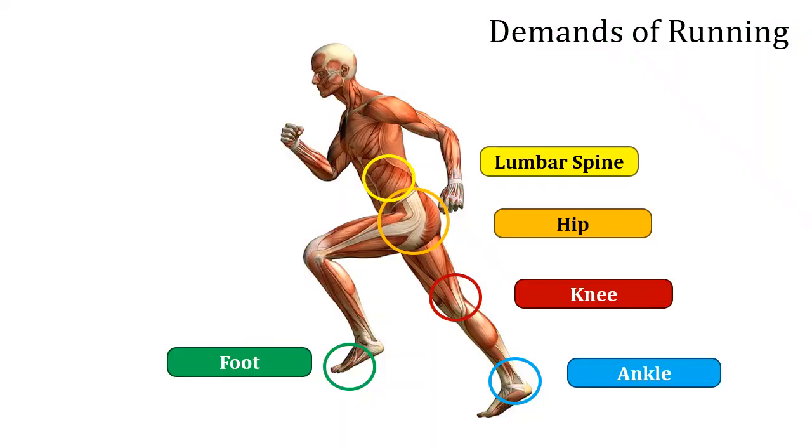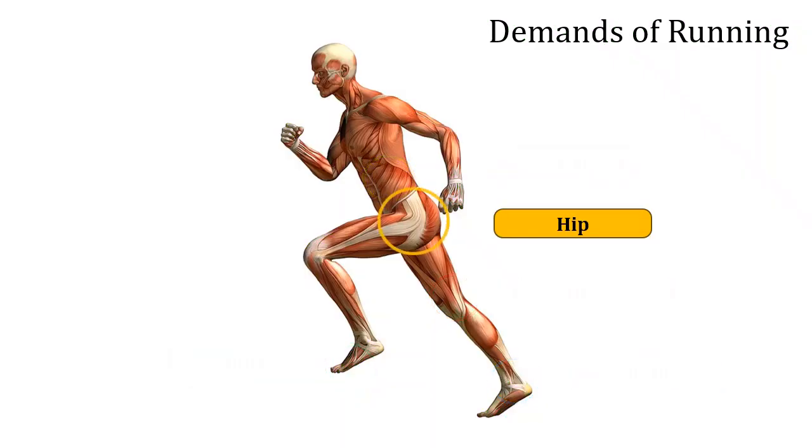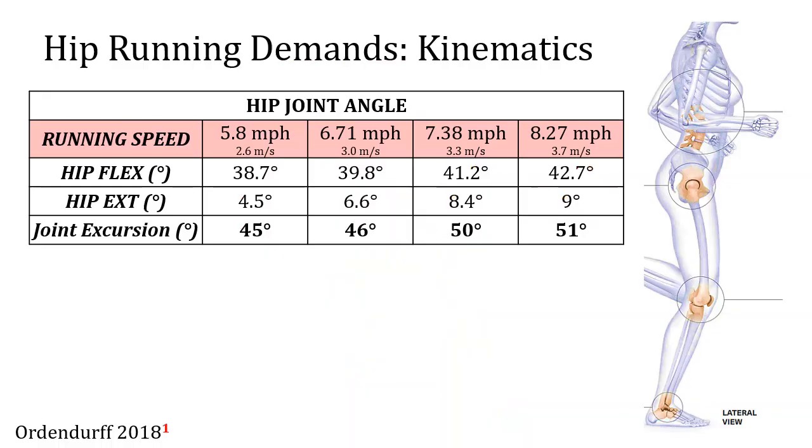So as I alluded to, we will focus on the hip. What are the kinematics and kinetics necessary for the hip during running? So the hip joint angles. You have a very similar table setup that we had for the knee. You have the column headers of the different running speeds, and then you have the row headers of hip flexion, hip extension, and the joint excursion.